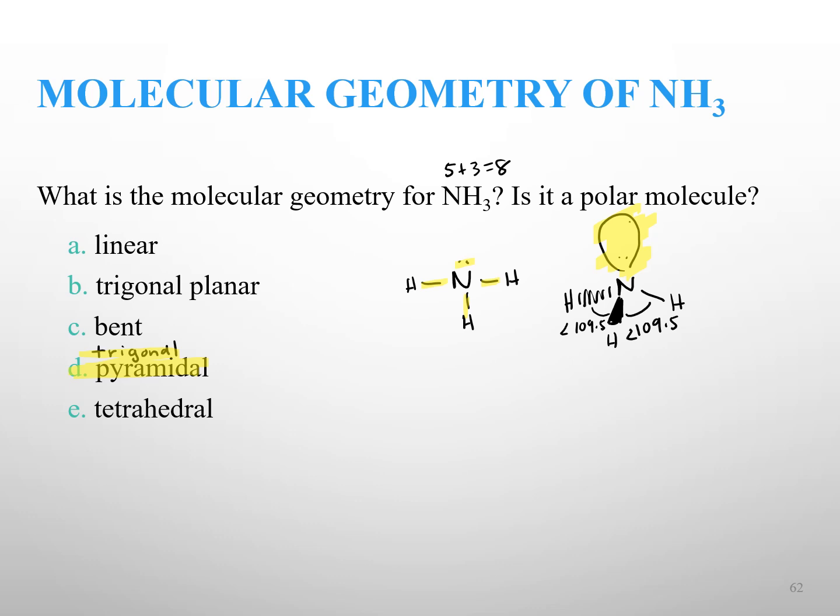Is it polar? Let's take a look. So nitrogen is more electronegative than hydrogen, so it points up, points up, points up. And then there's an electron pair here. So really the nitrogen side is the partial negative side, and this is the partial positive side. So yes, it is polar. And you can see the lone pair threw the symmetry off, so it's asymmetrical, so it's polar. Polar bonds and polar molecule.